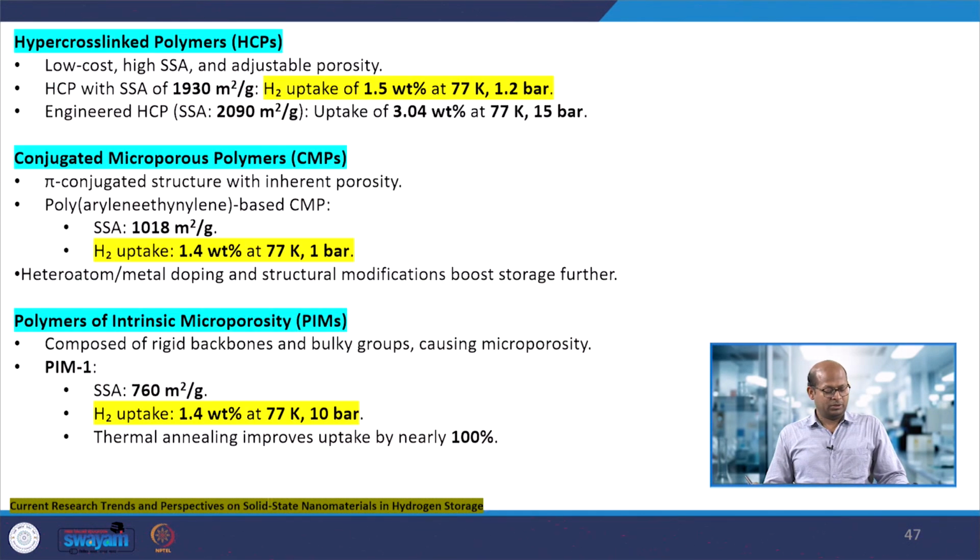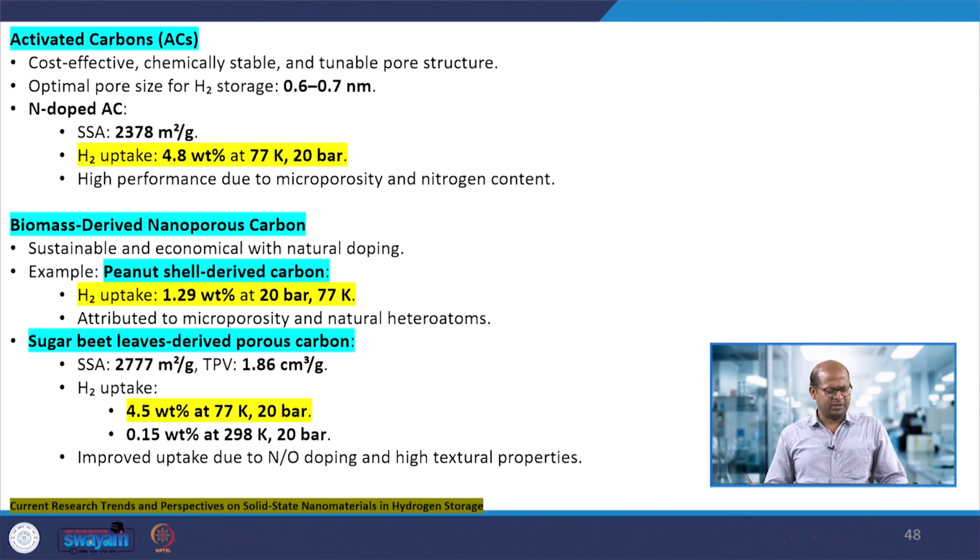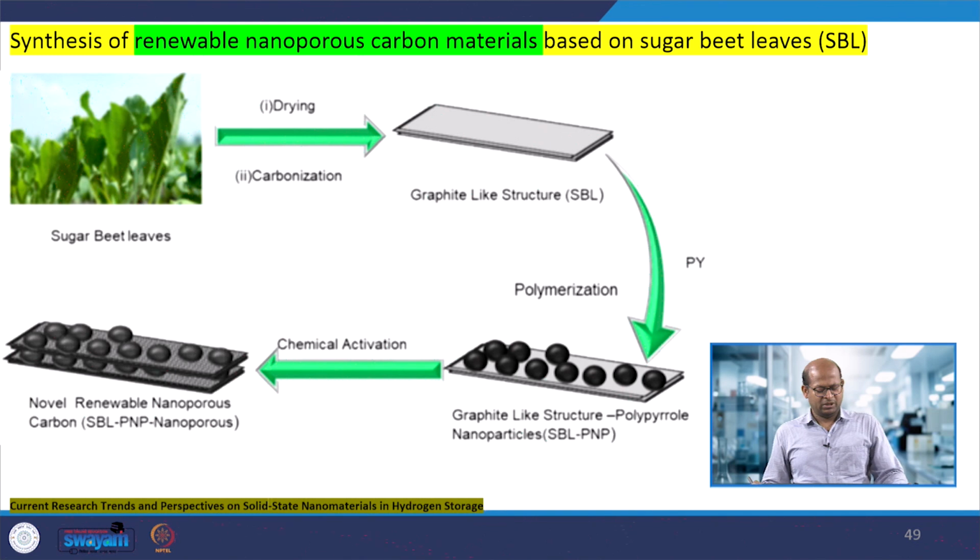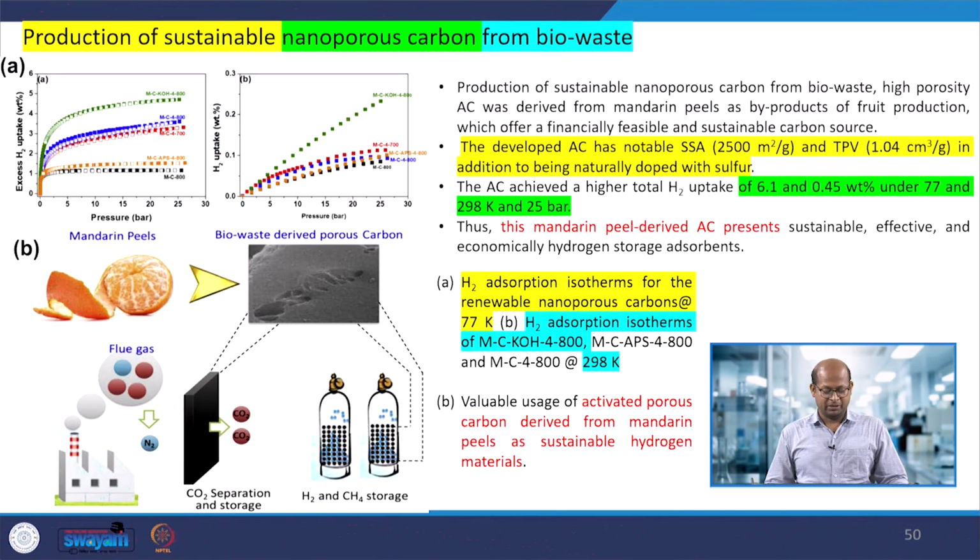Okay, so here activated carbons or other materials can also be used for storage of hydrogen. From different sources these materials can be used to prepare activated carbons, and that can be used for the purpose of hydrogen storage.